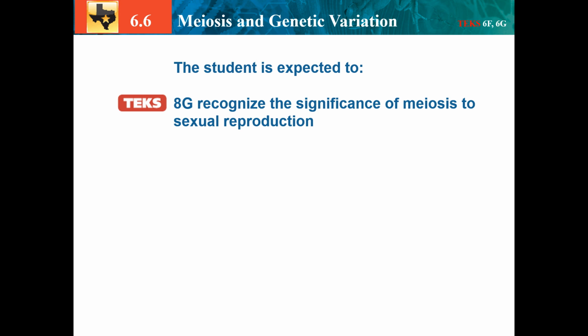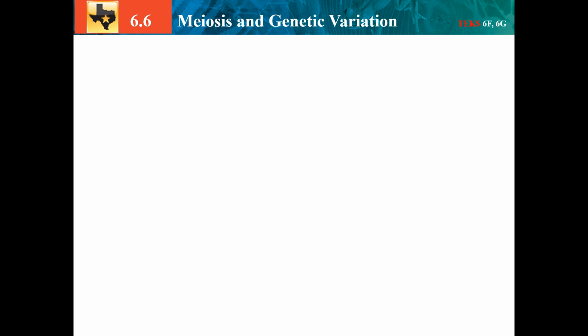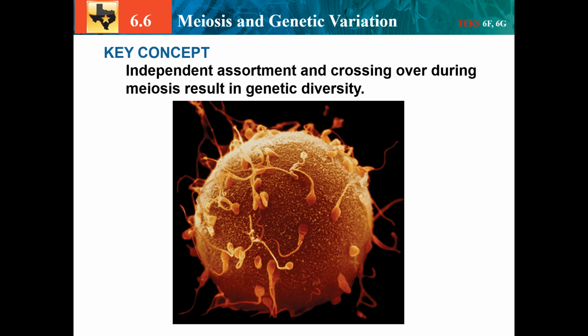Okay, this is Chapter 6, Section 6, and it's titled Meiosis and Genetic Variation. And the text that we're going to be going over here is going to be recognizing the significance of meiosis to sexual reproduction. The key concept here is going to be how independent assortment and crossing over during meiosis result in genetic diversity. So we'll be talking about what is independent assortment and what is crossing over, and how do they together result in genetic diversity. Okay.